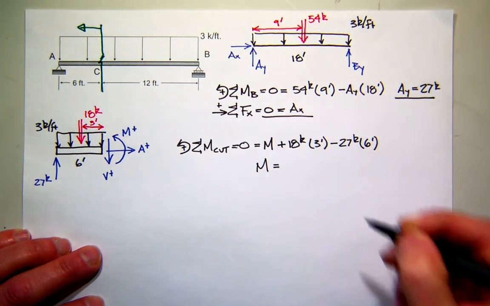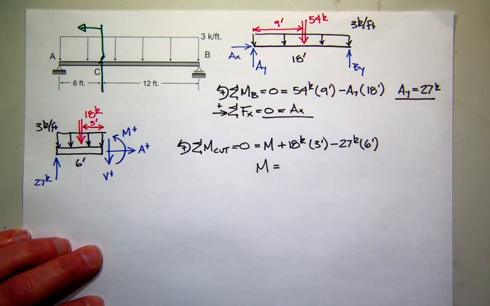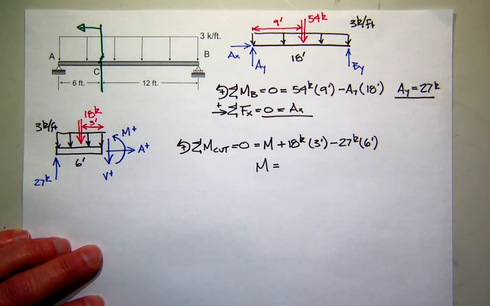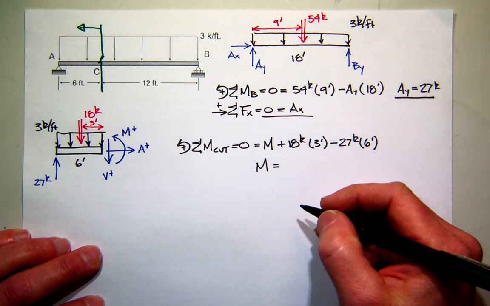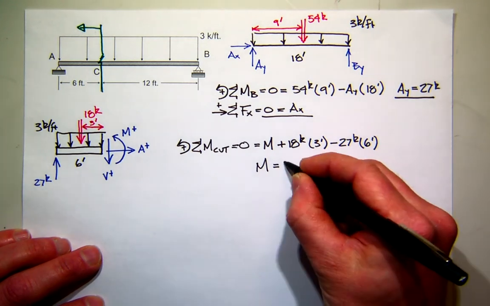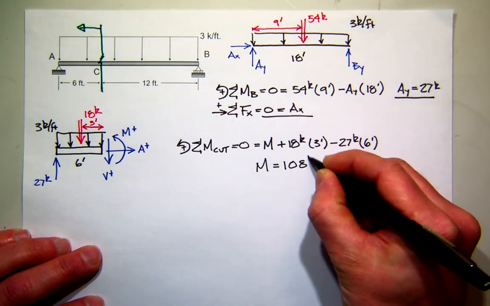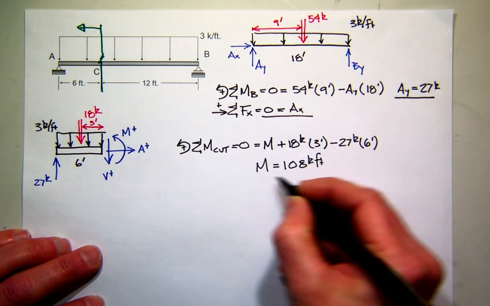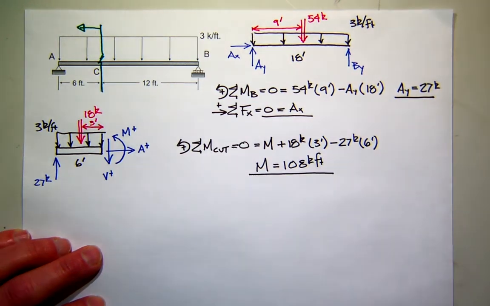M is equal to what? I don't know. Somebody help me with that. That sounds good. Anybody else get 108? Yep. So 108, and that will be kip-feet. That's easy enough.